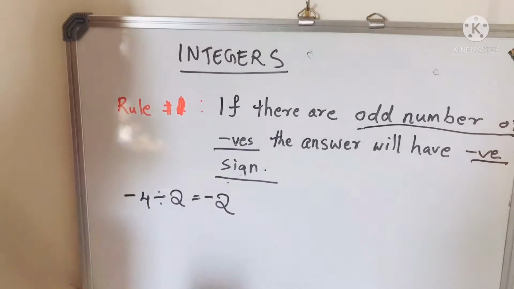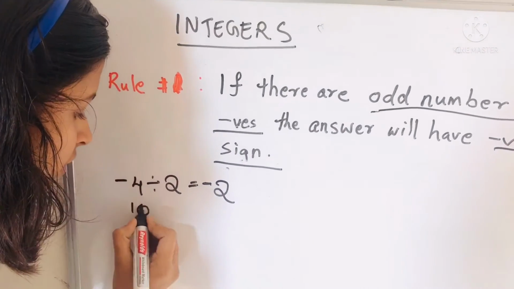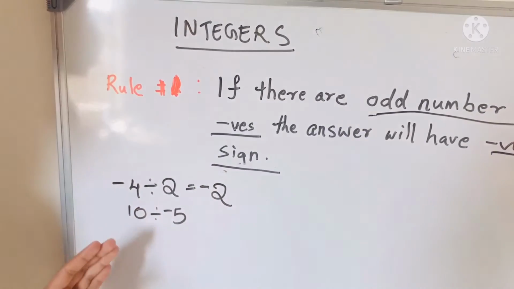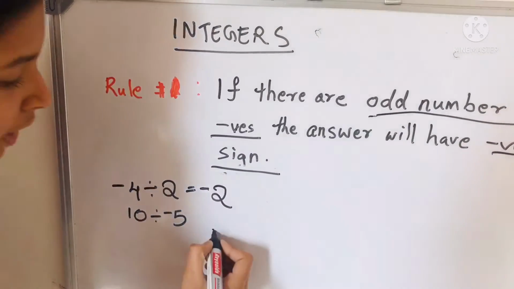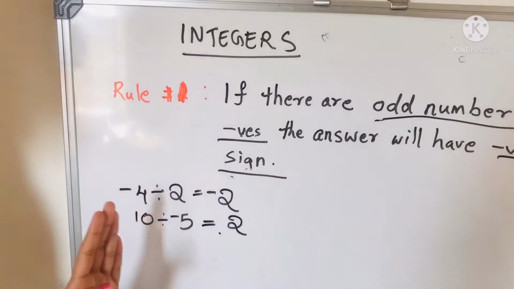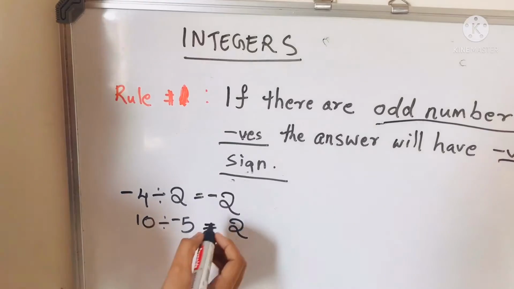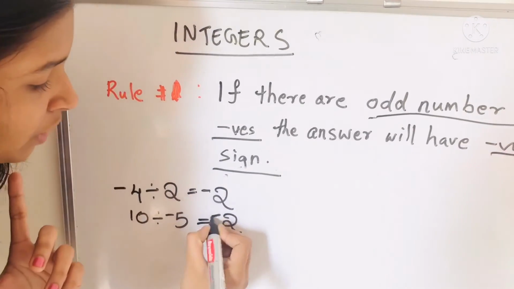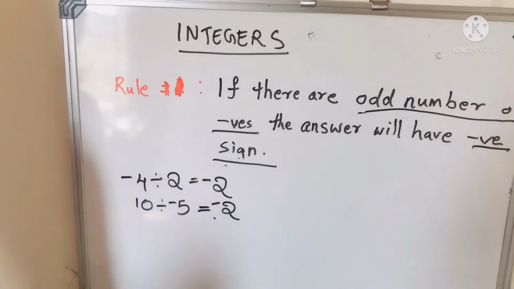If I take another example, 10 divided by minus 5. Here we divide 10 and 5, and we get the answer as 2. The number of negative signs is 1, so it's an odd number, so we put a minus here, and we get the answer as minus 2.